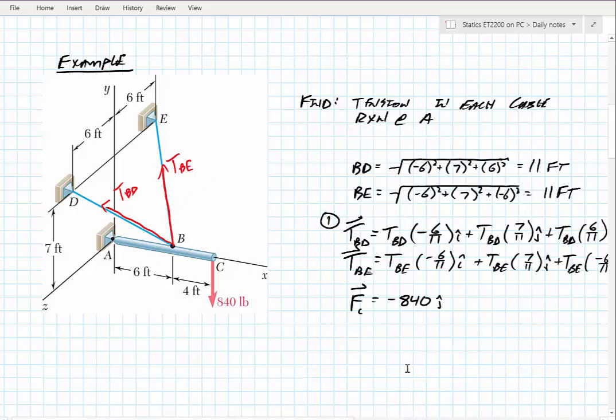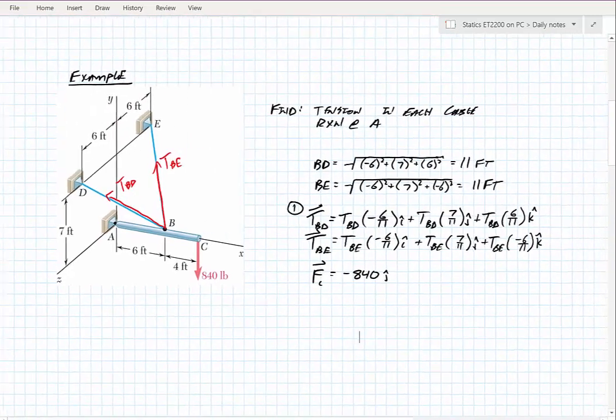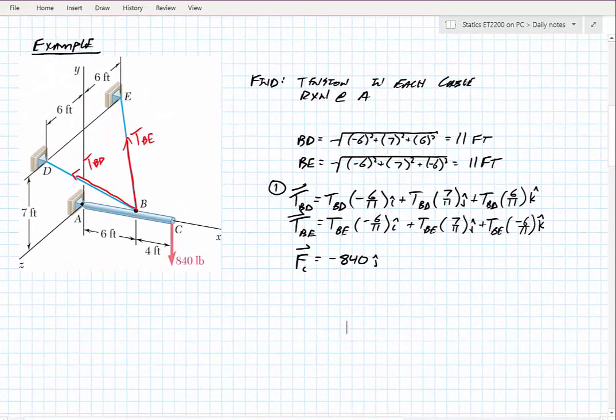I kind of jumped ahead because that should be review on how to put them into component form. You start by finding the length of each one of these cables, and then to put them in component form, you're taking the magnitude in the x direction divided by the hypotenuse, magnitude in the y over the hypotenuse, magnitude in the z over the hypotenuse, leaving these tensions as variables because we don't know what they are. Also, don't forget your 840 pound external force also needs to be put into component form.